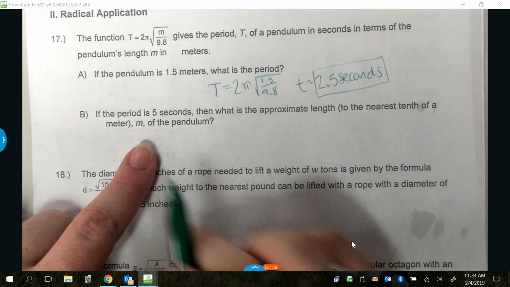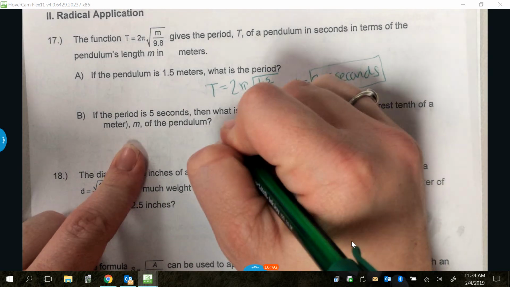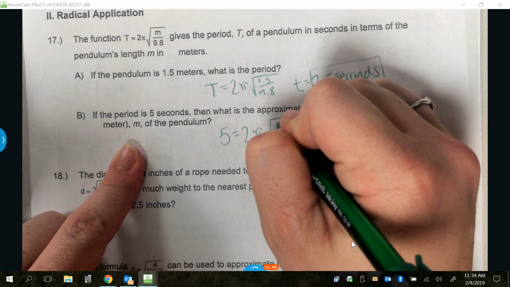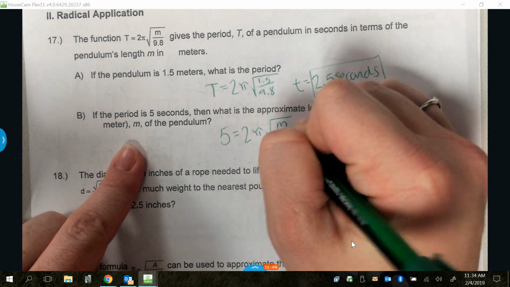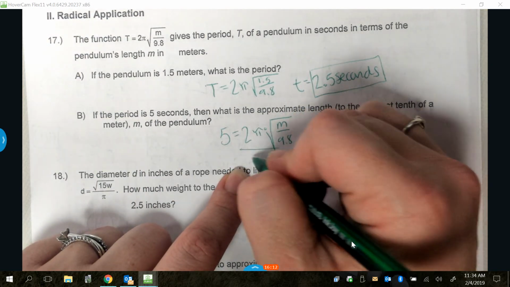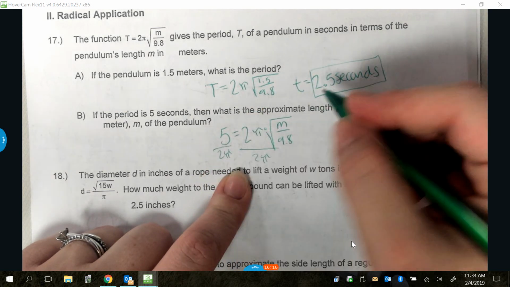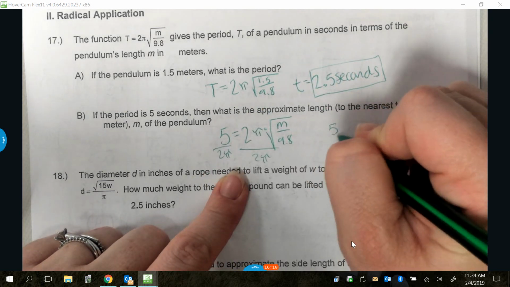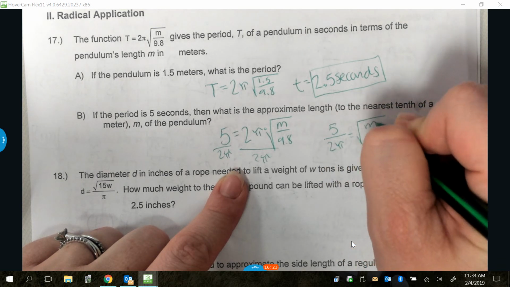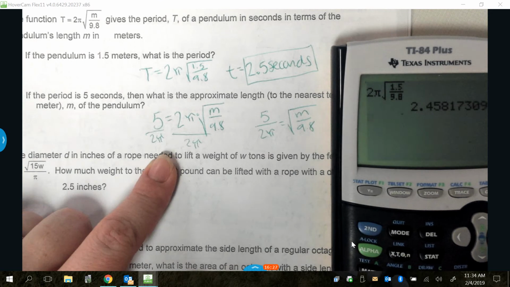Then it says if the period is 5 seconds, what is the approximate length? So now we know t is 5. 5 equals 2 pi square root m over 9.8. So we have to get rid of the 2 pi first. It's multiplying, so we're going to divide both sides by 2 pi. So we get 5 over 2 pi equals the square root of m over 9.8.